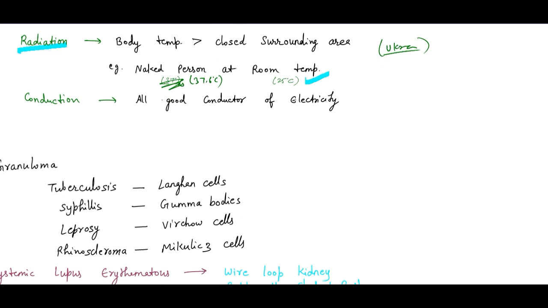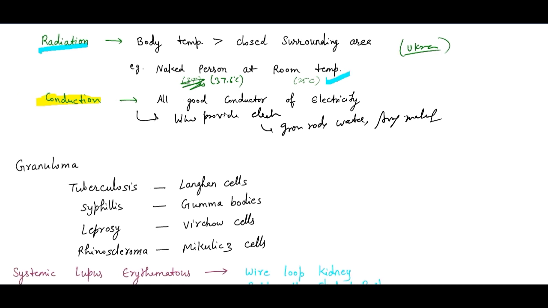And what about conduction? Conduction means all the good conductors of electricity. What does good conductor of electricity mean? If you don't know, then you should know. All good conductors of electricity are those that carry electricity, like an iron rod, water, any metal rod. In all of those it will be conduction. And if you don't know anything, just put a soaked rod, like an iron rod, in the water, then you will find conduction.